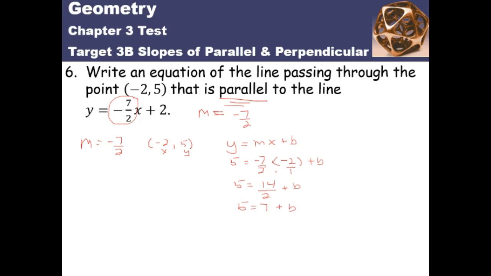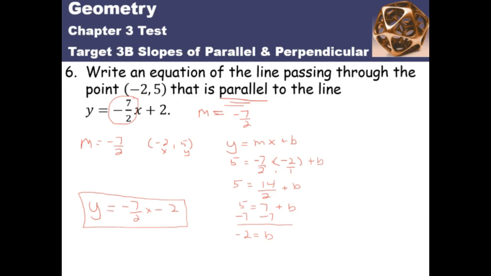That 5 is looking rather sloppy, so let me fix that. So 5 equals 7 plus b. I'm going to subtract 7 from both sides, and I get b equals -2. So the equation of my line is y equals my m, which was -7/2 x, plus b, and my b is -2. So y equals -7/2 x minus 2.